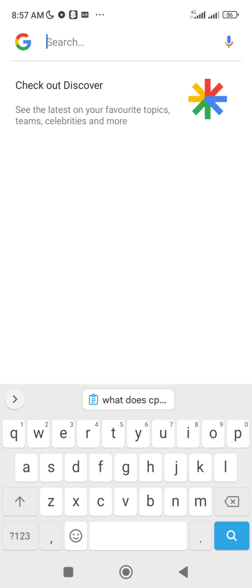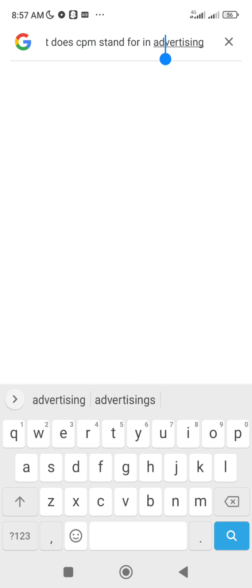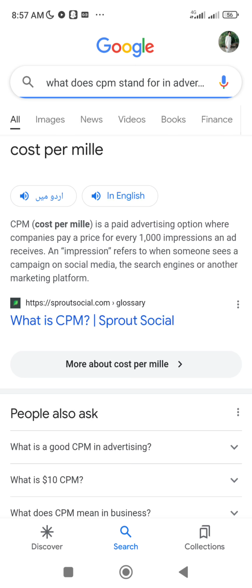So our topic today: what does CPM stand for in advertising? This is our topic. Then I will search it. What does CPM stand for in advertising? Cost per mail.